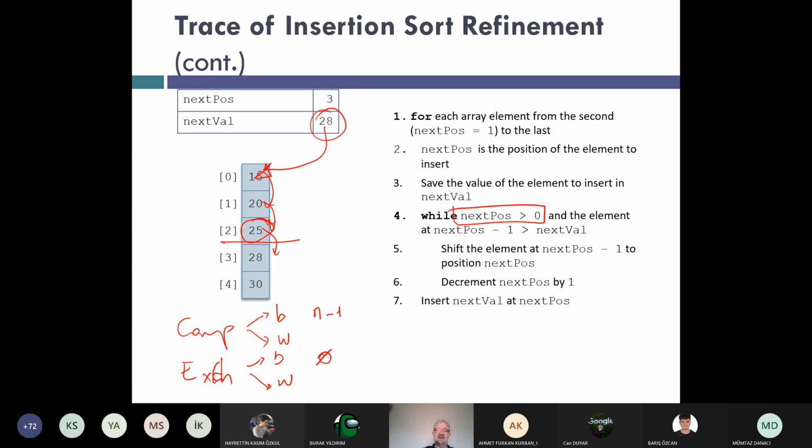That is the case if all these elements are larger than the currently inserted element. This is not the case in this example, but you can see if this element is smaller than all these elements, then we have to shift all the elements one position to the right, right? So this condition has to be checked for all these elements.